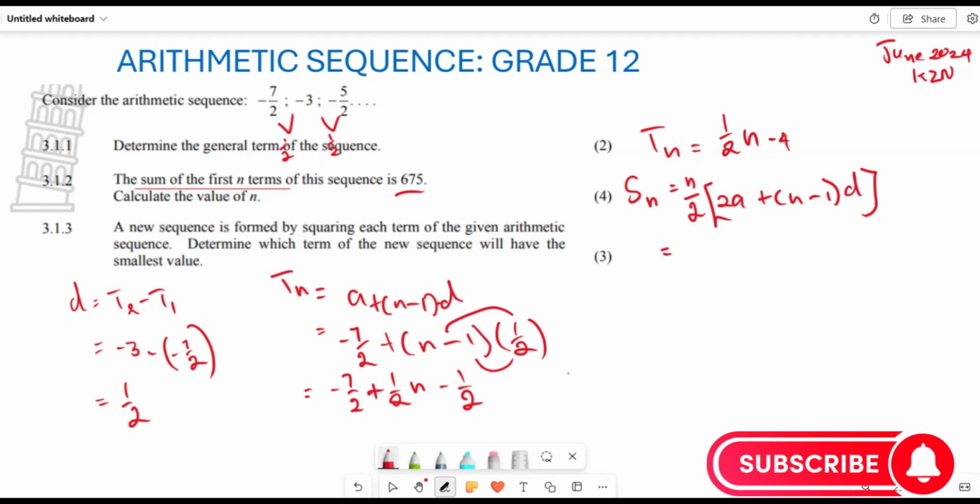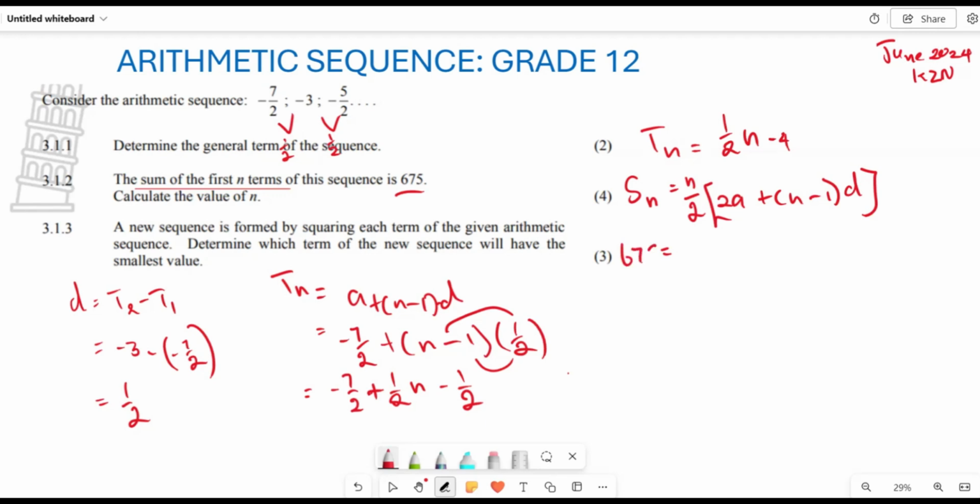Now your n here is what we are looking for. So this is going to be 675, because they told us that the sum is 675, right? This is going to be n over 2 into 2, then the value of your a here was negative 7 over 2, plus n subtract 1, and the d was given as 1 over 2. So basically now that's what you're going to have.